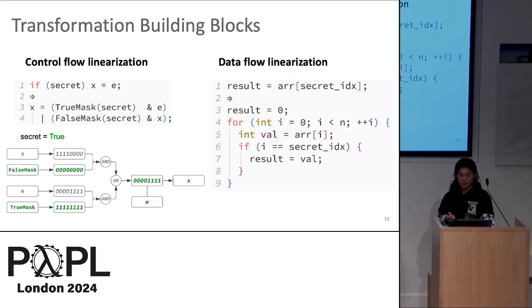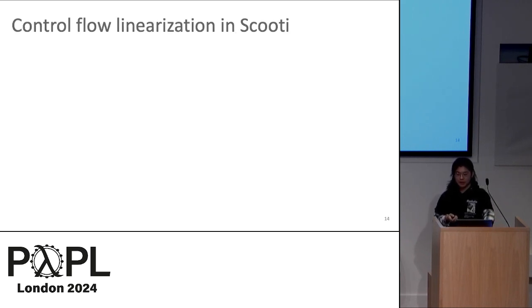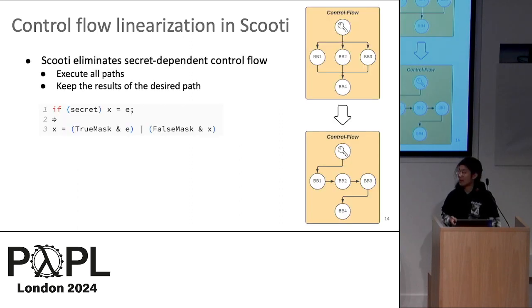Well, for data flow linearization, we can convert a single array access to accessing the entire array, then keeping the desired result, and use control flow linearization to remove the redundant branch. In Scooti, we eliminate the secret-dependent control flow in a similar way. We execute all the paths and keep the result from the desired path. However, unlike linearizing integers in cryptography libraries, we also need to handle arbitrary data types.